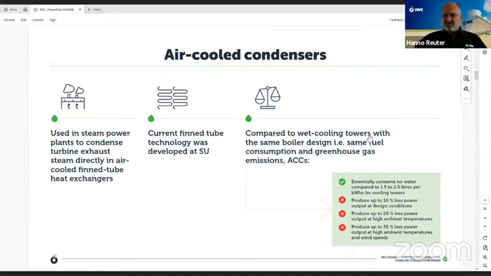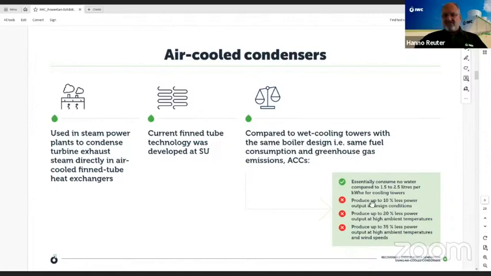Compared to plants that have wet cooling towers, with the same boiler design, i.e. same fuel consumption and greenhouse gas emissions, the ACC has advantages, but also disadvantages. The main advantage, and why we use it in South Africa because we have a scarcity of water, is that it consumes no water as a cooling system, as opposed to 1.5 to 2.5 liters per kilowatt hour for cooling towers. So if you have your heater on for 2 hours, you consume about 5 liters of water if the power comes from a wet cooled plant.